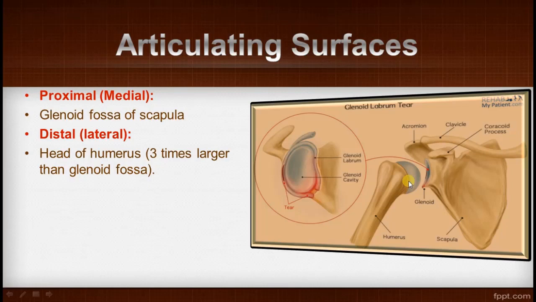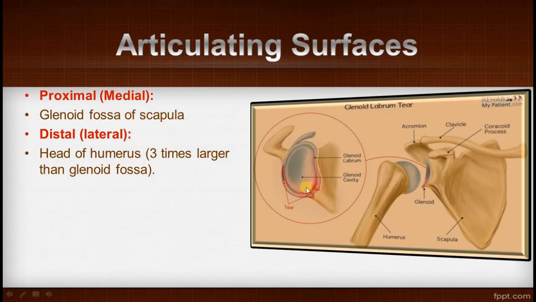You might wonder why it is so. If the socket were very deep, like a real cup, where this ball could fit inside, then naturally the joint would be very stable as expected, but the degree and range of movement would have to be compromised. So here it is mobility at the cost of stability. Very simply, you gain something, you have to lose something. So that is about the articulating surfaces. The articulating surfaces are covered by articular cartilage, which is hyaline cartilage.